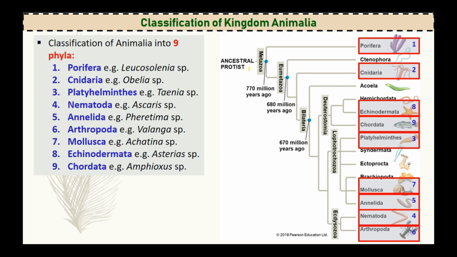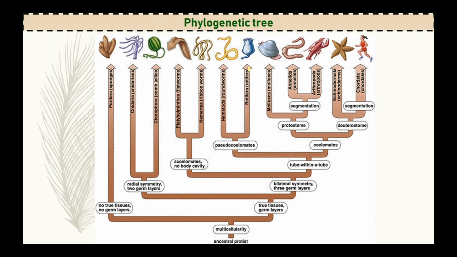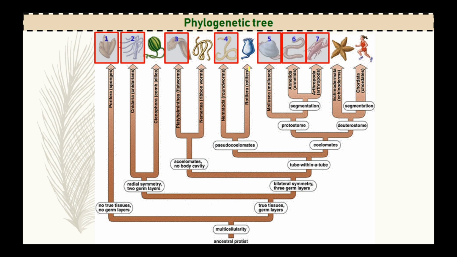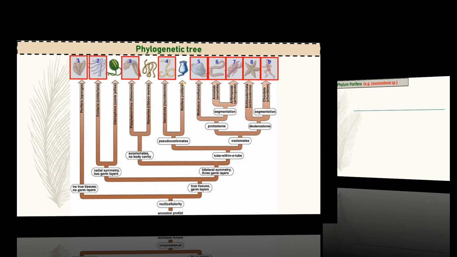These phyla are arranged based on their level of organization, germ layer, body symmetry, body coelom, and segmentation, which will be discussed later in tutorial class. The 9 phyla are Porifera, Cnidaria, Platyhelminthes, Nematoda, Mollusca, Annelida, Arthropoda, Echinodermata, and Chordata.